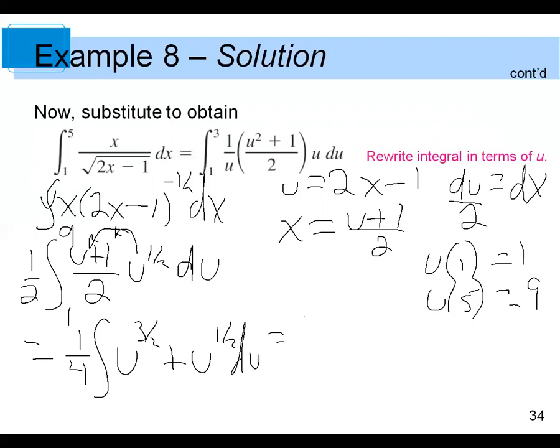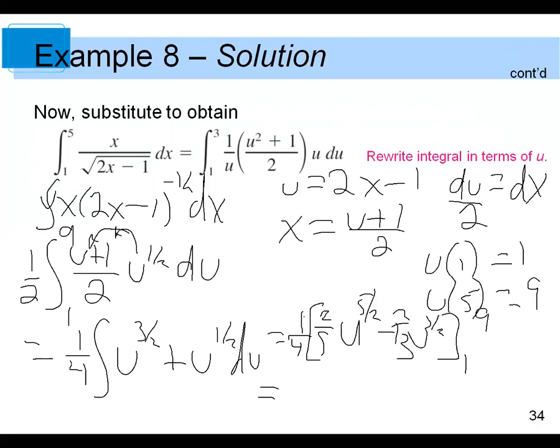So you end up with 1/4 times u to the 5/2 times 2/5 plus u to the 3/2 times 2/3, from 1 to 9. So what do we get? You get 1/4 times, well, if I plug in 9, oh, this is going to get super complicated. That's probably why they did it as the square root.